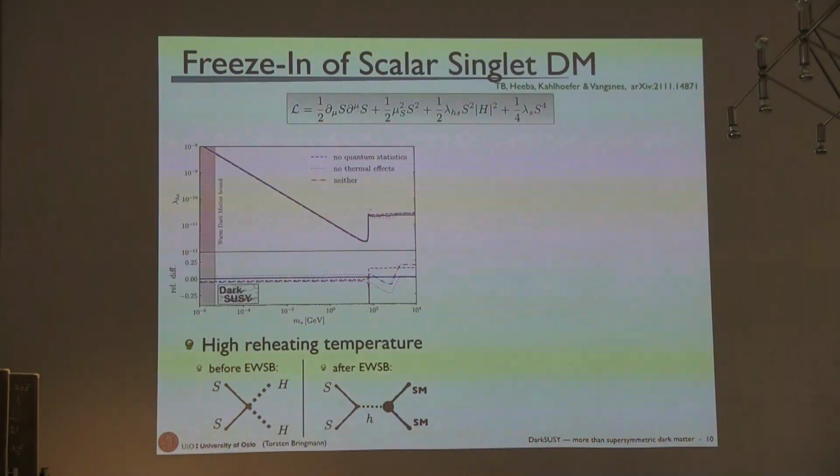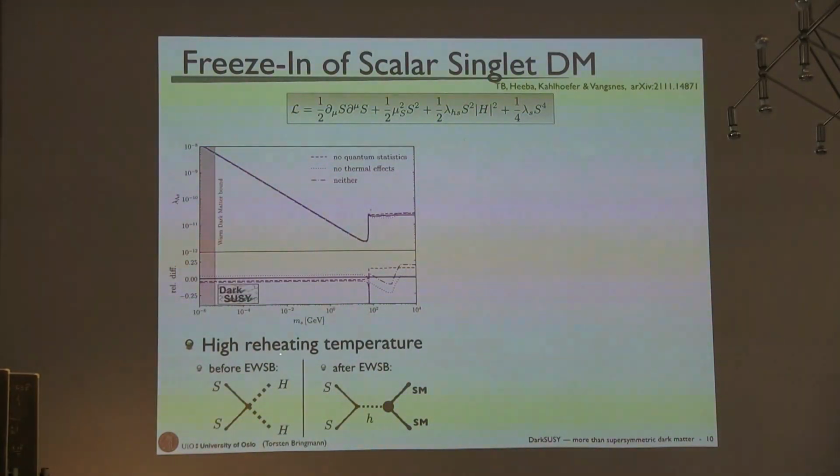Okay, to give you some example plots produced with DarkSUSY, I mentioned that it's actually important to take into account these quantum effects. So this is the freeze-in coupling in the scalar singlet model that you need in order to get the right relic density. And here you see the difference depending on whether or not you take into account these quantum statistics effects. It's at the level of 10–20%, so it's sizable with respect to the observational accuracy.